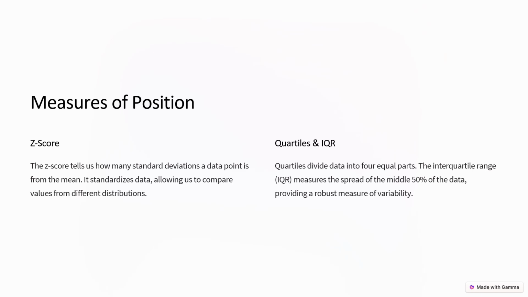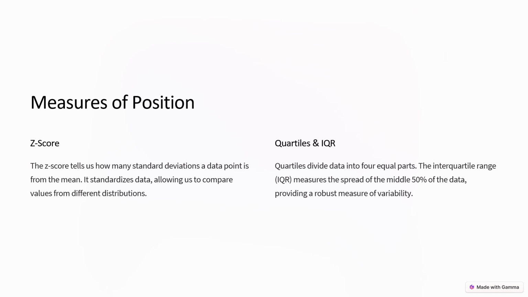But here, we have the quartiles and the interquartile range. The IQR stands for the interquartile range. So the quartiles divide the data into 4 equal parts. Here we have the lower quartile, we have the upper quartile, and we have the median. So those are the things we have.